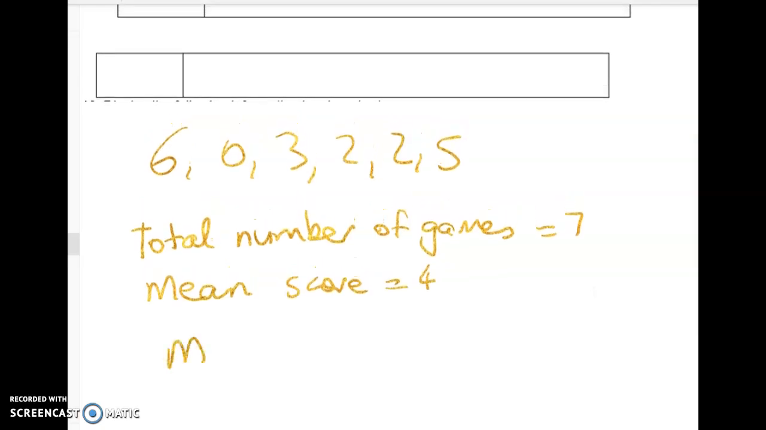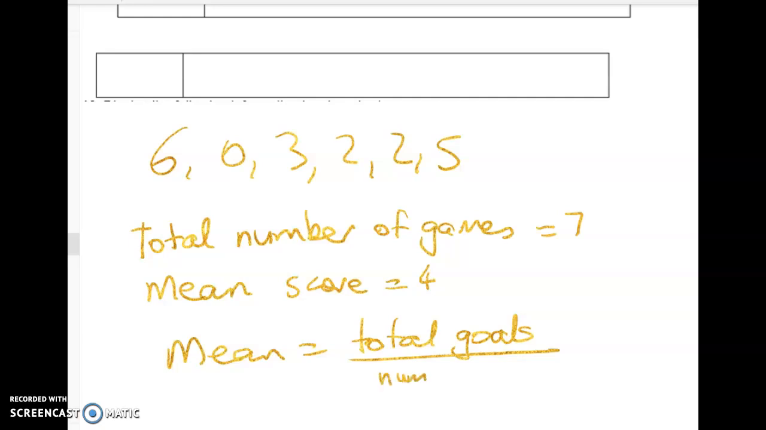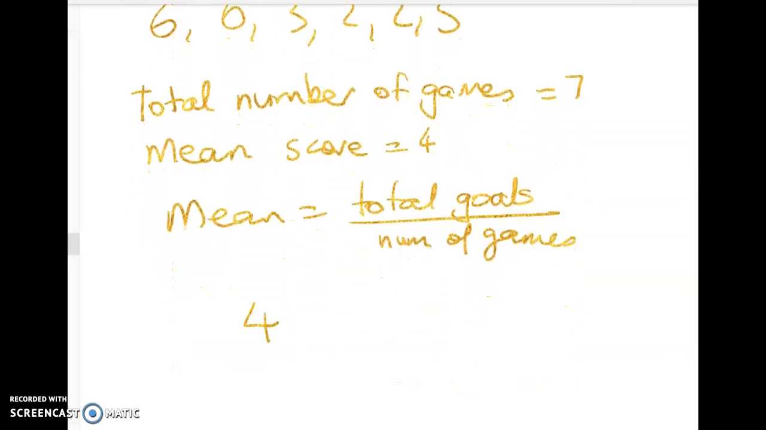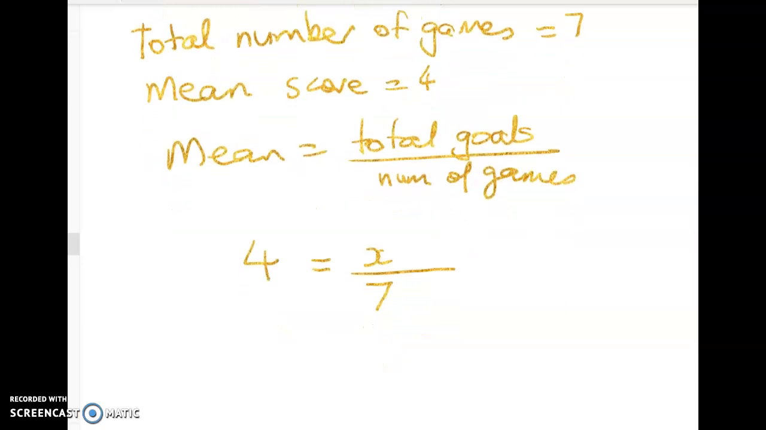So we work out the mean like this. It's the total goals divided by the number of games. So we've got 4 is equal to x over 7. I can't help putting algebra in. You don't have to do algebra for this, by the way, but I find it clarifies the way we think about hard problems. 4 is equal to x divided by 7. So that means that the total number of points scored has got to be 28, right? That makes this question really easy.